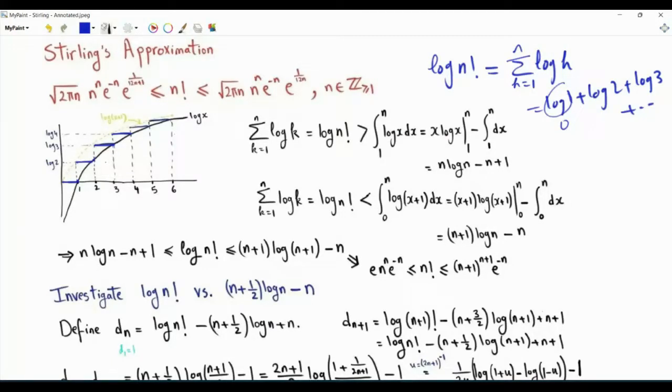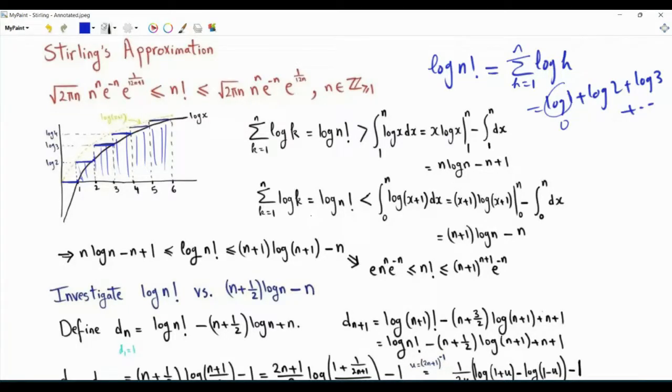Now, to obtain a lower bound, as is clear from the figure, the integral of log x from 1 to n will give us a lower bound, because the logarithm of the factorial of n is this area. So a lower bound will be the integral of log x from 1 to n. Doing integration by parts, we will get the lower bound as n log n minus n plus 1.